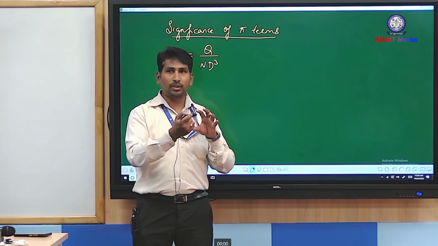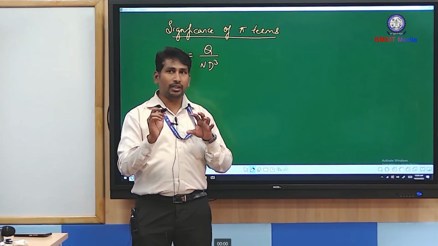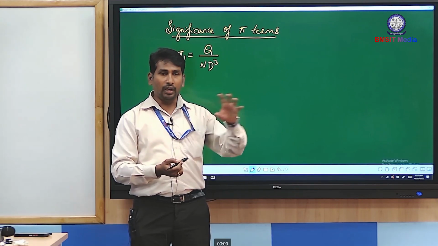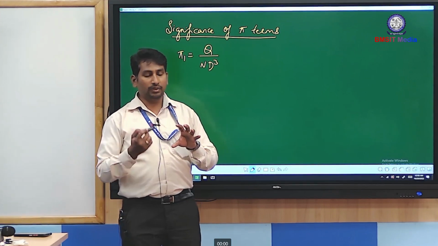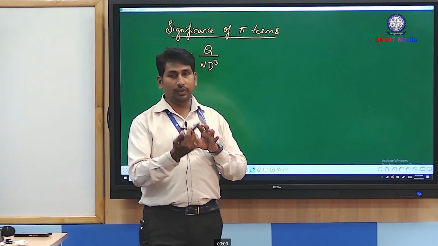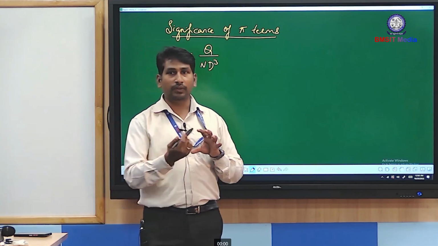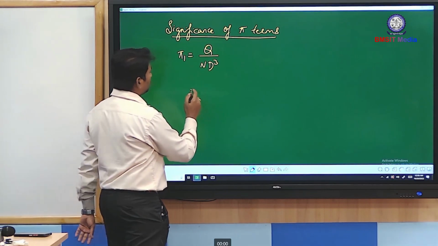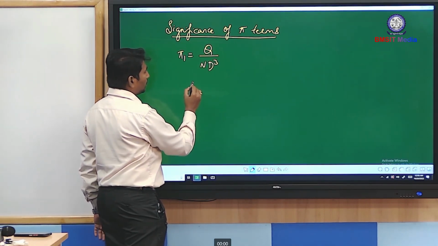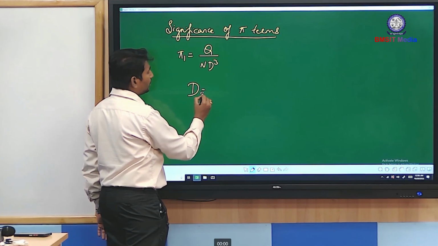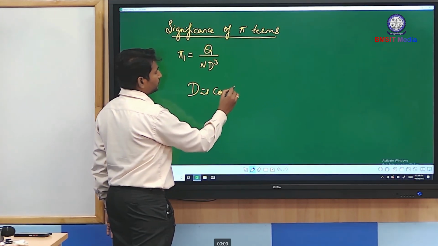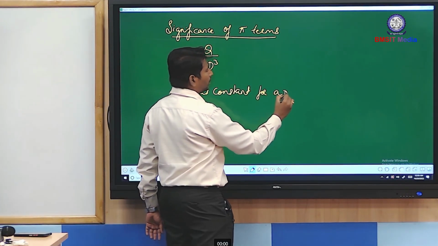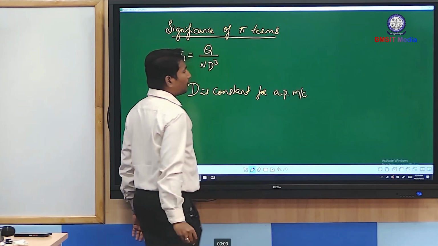I can also vary the speed of the pump, but I cannot vary one thing, that is the diameter of the centrifugal pump. If you want to vary the diameter of the centrifugal pump, I need to replace it with a new pump. So with the existing pump, I can vary the discharge, that is Q. I can also vary the speed of a pump, but the diameter cannot be varied. So in this equation, as I discussed, D is constant for a particular machine or a pump. For a particular pump, D is constant.